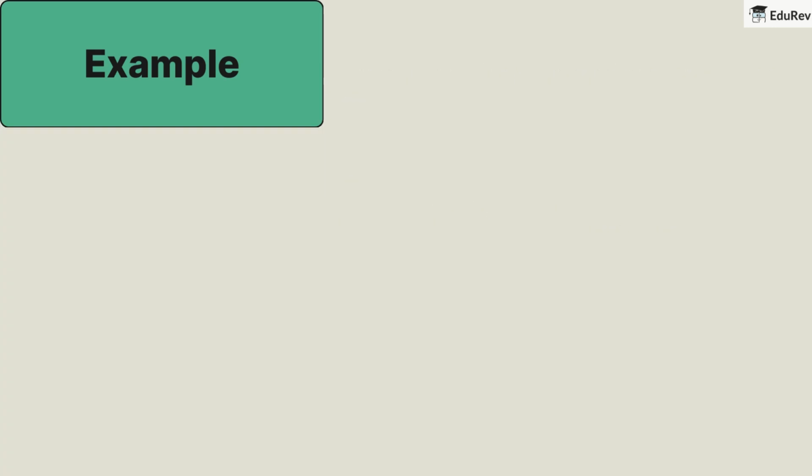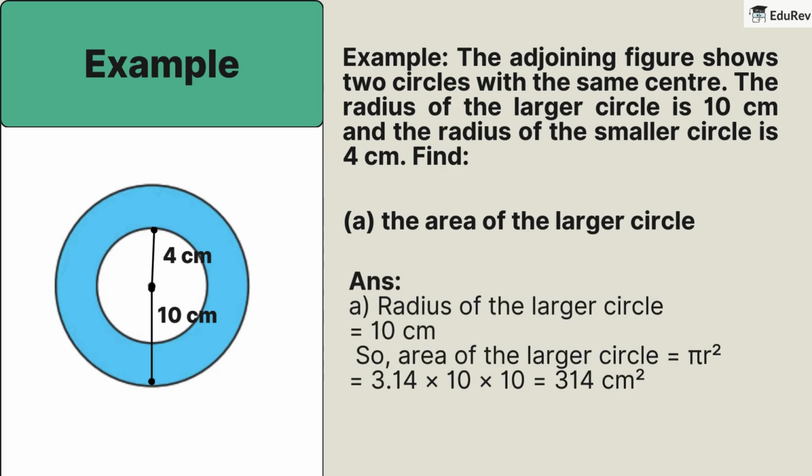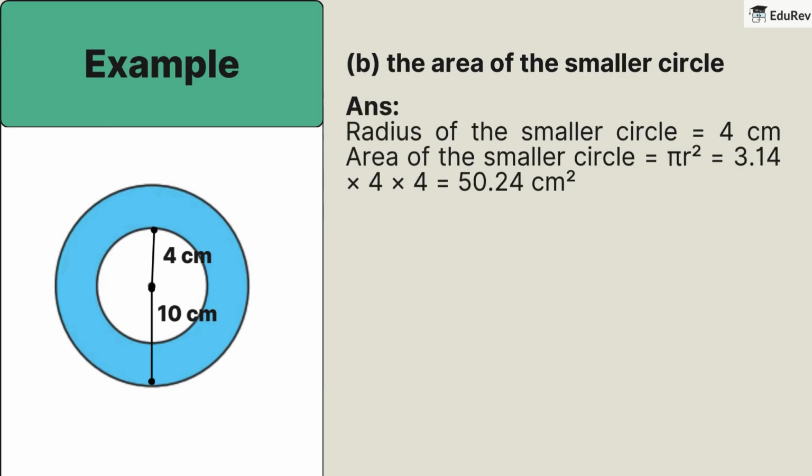In another example, let's say we have two circles with the same center. The radius of the larger circle is 10 centimeters and the radius of the smaller circle is 4 centimeters. To find the area of the larger circle, we calculate area is equal to pi r square, which is equal to 3.14 multiplied by 10 square, which is equal to 314 square centimeters. Similarly, to find the area of the smaller circle, area is equal to pi r square, which is equal to 3.14 times 4 square, which is equal to 50.24 square centimeters.